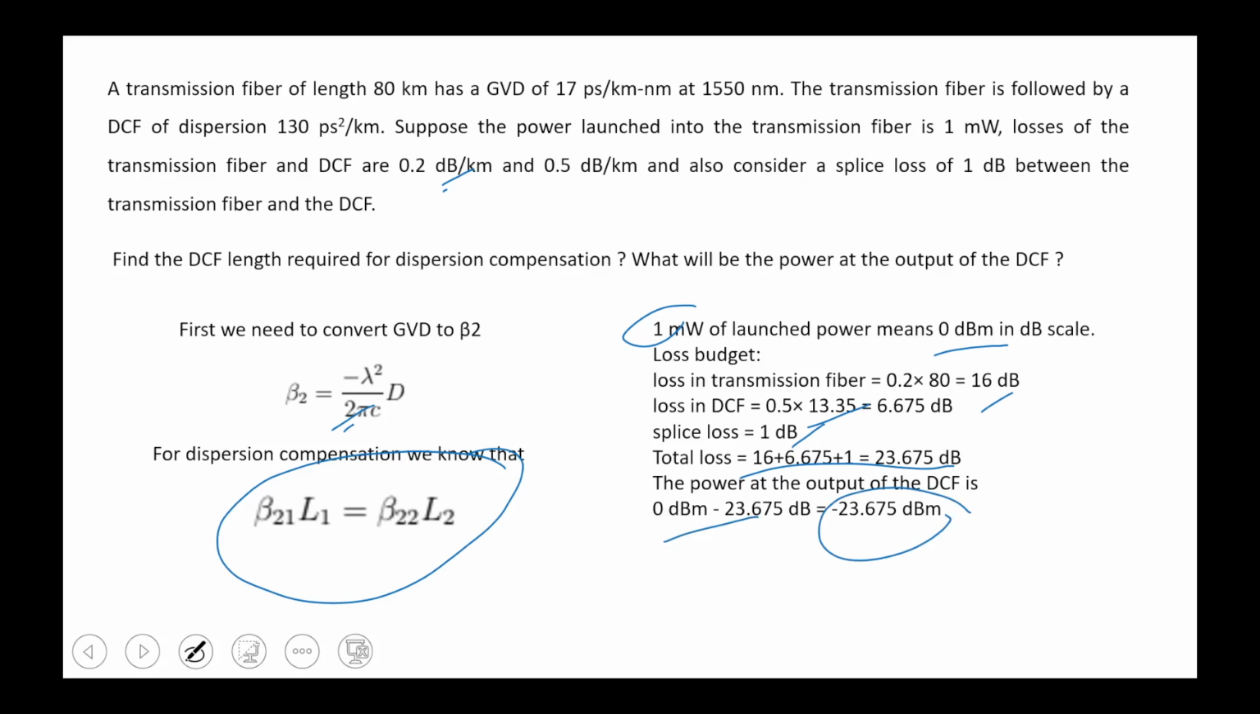So you have to consider all the losses, and whatever the power through the transmitter, at the receiver the total output power is minus 23.75 dB. Okay.